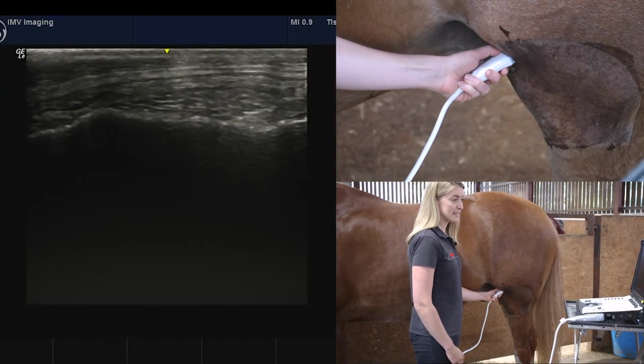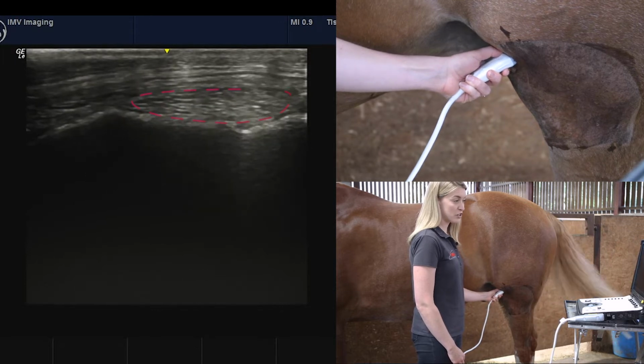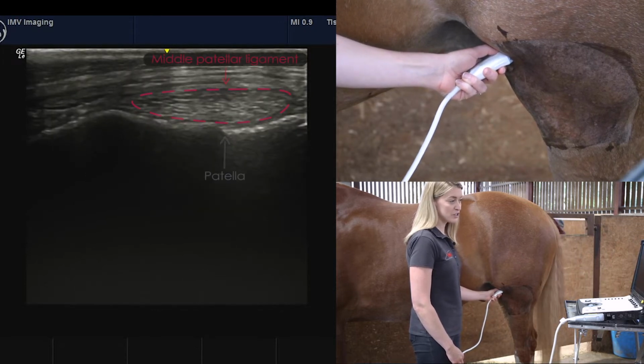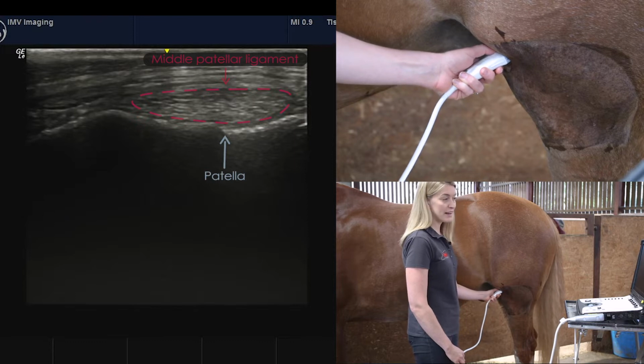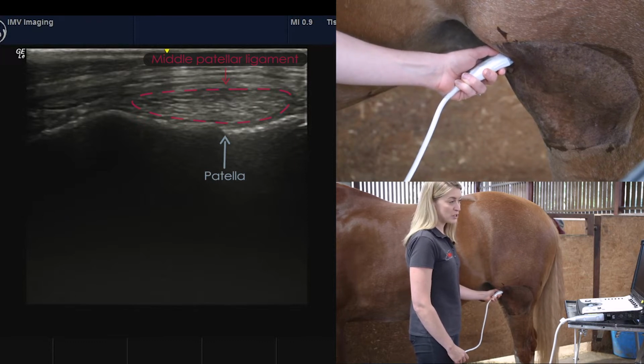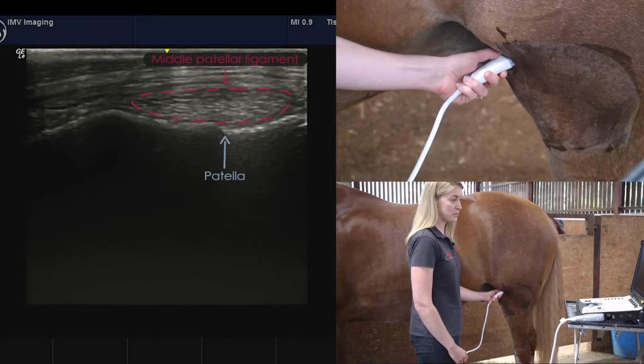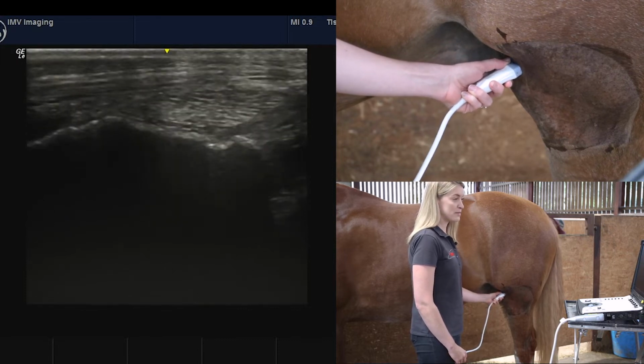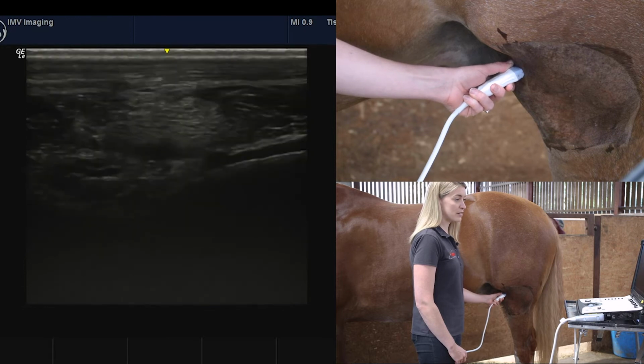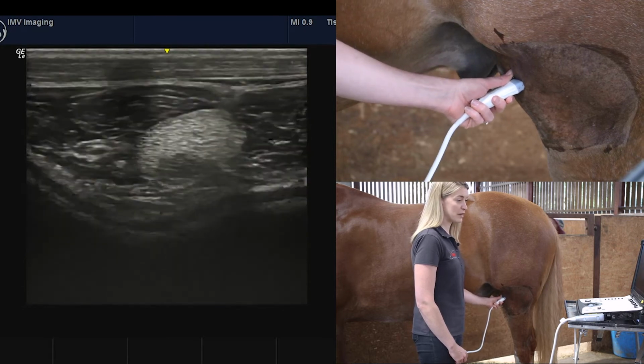As I scan distally, I'll come across the origin of the middle patellar ligament, which originates from the distal aspect of the patella in a little depression. By doing this, I've ensured that I've imaged the entirety of the enthesis of the insertion. I move the probe distally, gradually, ensuring that the ligament stays within the center of the screen.